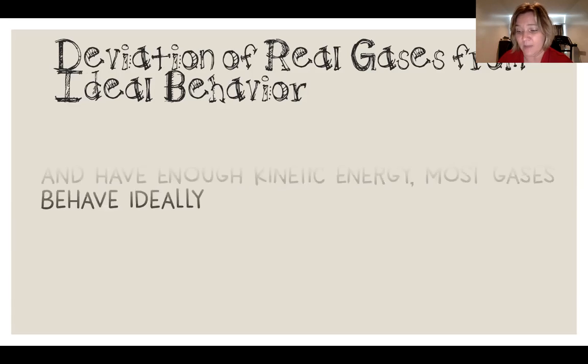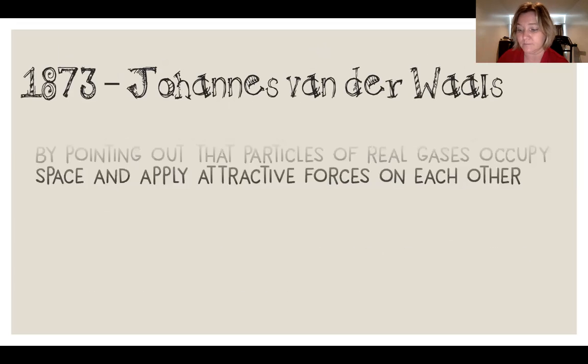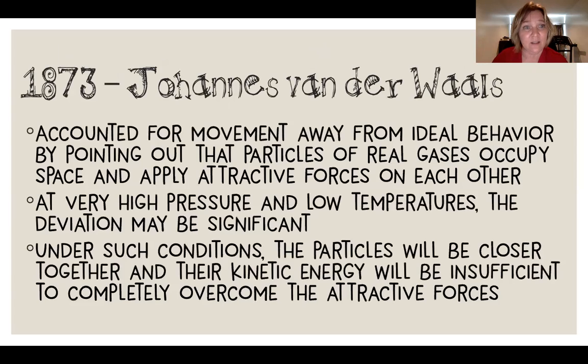So the faster the particles go, the faster effusion occurs. So when does a gas deviate or go away from ideal gas behavior? When the particles are far enough apart and have enough kinetic energy, most gases behave ideally. A real gas is a gas that does not behave completely according to the KM theory. Now, in 1873, Johann van der Waals accounted for the movement away from ideal behavior by pointing out that particles of real gases occupy space and apply attractive forces on each other. This is a violation of assumption number 4.